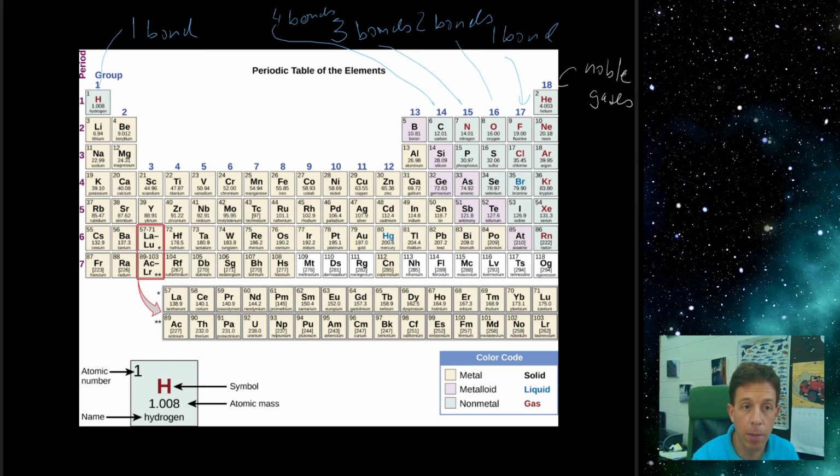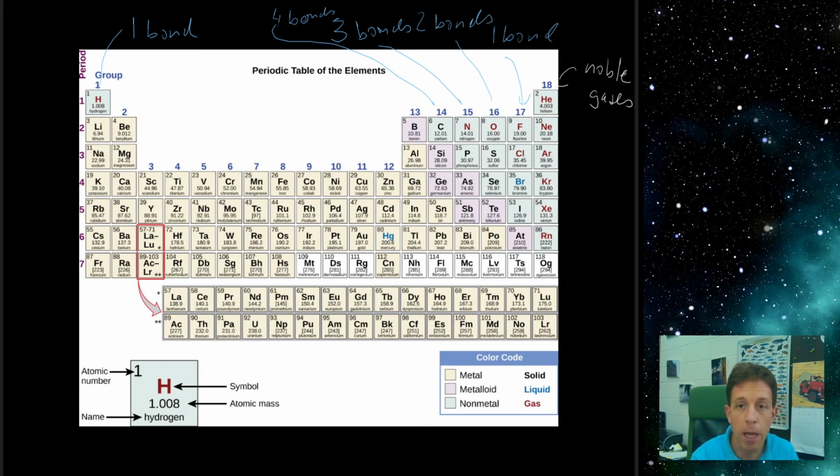So lithium has 1 valence electron, beryllium has 2 valence electrons. So these group 2 elements have 2 valence electrons. These group 1 elements have 1 valence electron. Then we ignore for now the transition group elements, and these would then have 3 valence electrons, 4 valence electrons, 5 valence electrons, 6 valence electrons, 7 valence electrons, and 8 valence electrons.